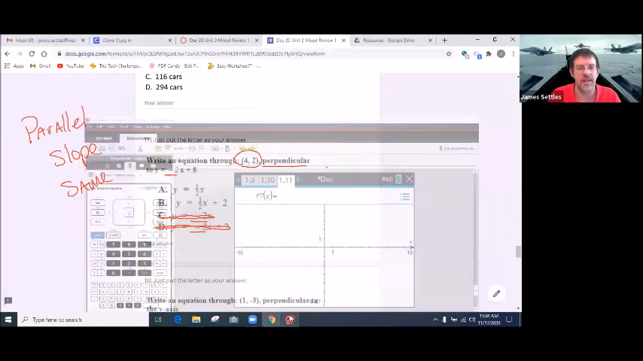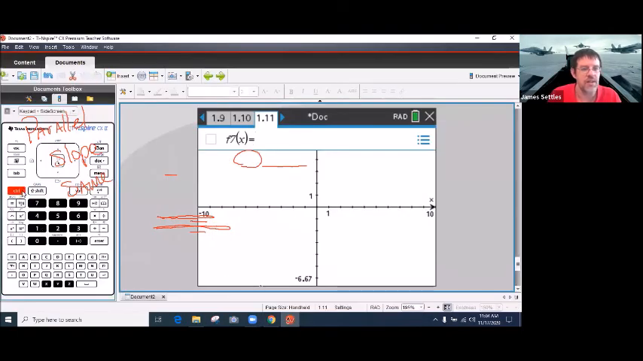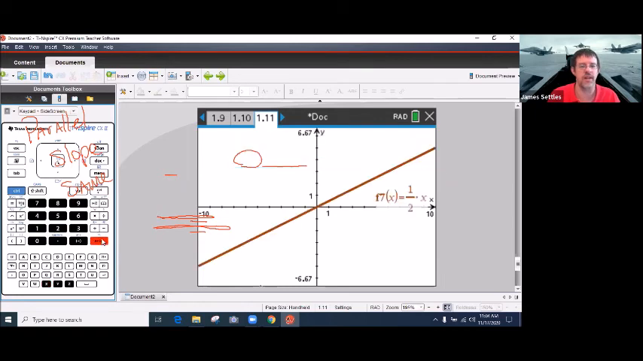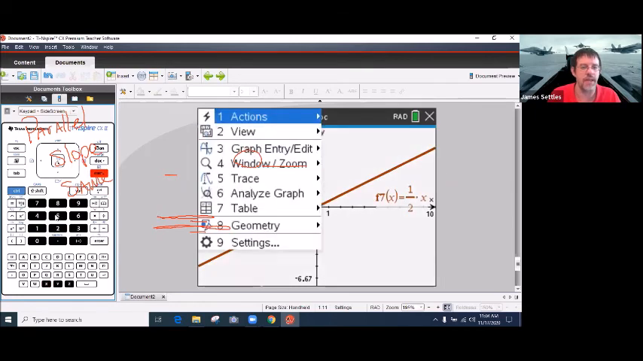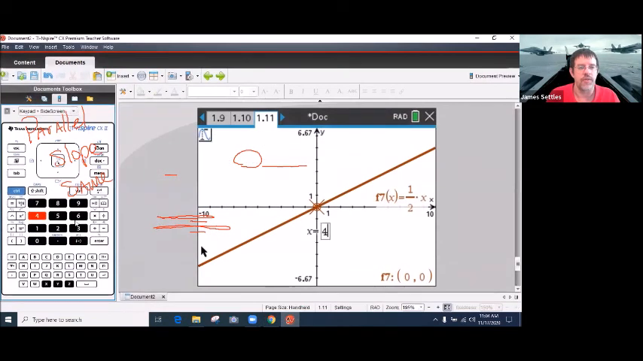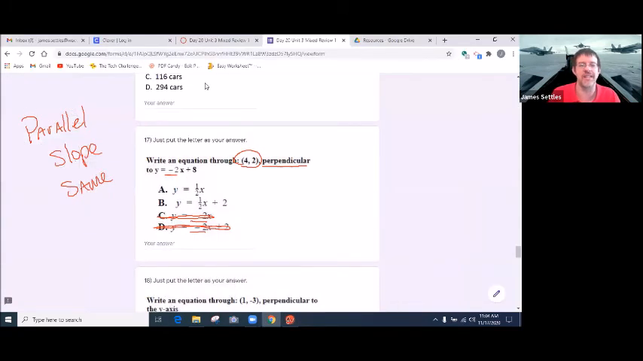So we got 1/2 x. So control divide, we got 1/2. Now, this should not be something we're guessing on. This should be something that we're typing in, menu 5.1, and we're checking this point right here. So we're typing in 4. So 4 and enter, and you see 4 and 2. So yes, A is the answer.